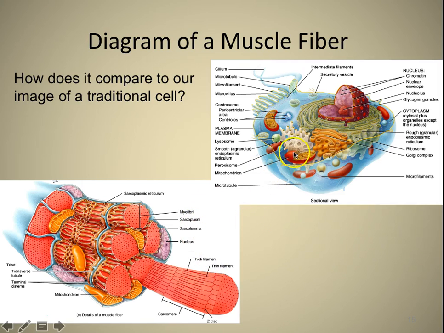So again, I brought up this regular cell, I guess not a regular cell, but our everyday concept of what a cell looks like. And I just want to remind you that even though it looks weird, it's basically the same thing. We do have a lot of the same components. They're just specially arranged in that muscle cell because it has such a specialized function.